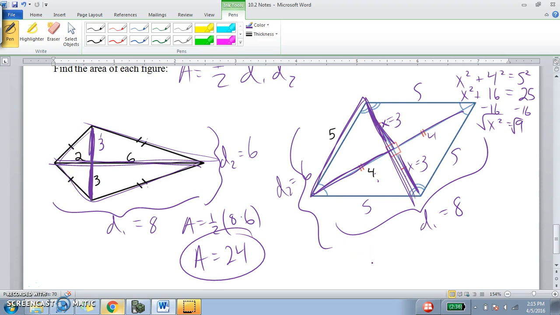So when I plug it in the formula, 1/2 times 6 times 8, we end up with the exact same thing we had over here. So our final answer is also going to be 24.